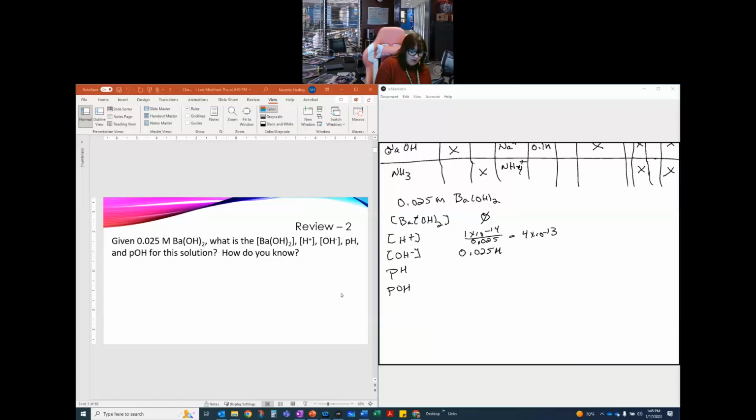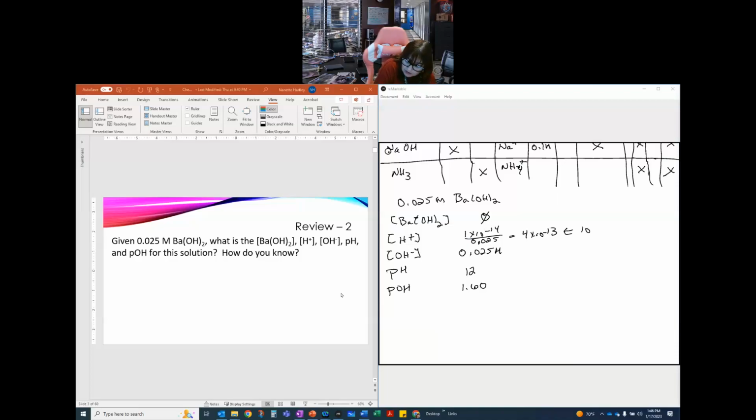Now, I have an OH minus of 0.025. So I can take the negative log of 0.025 to give me a pOH of 1.60. My pH is then 14 minus that value, and that gives me 1.24. Now, this number right here is also 10 to the negative 1.24. Okay? So that's what we're looking for there. And we know that's not the right number. My calculator's still in scientific notation, so I made a mistake.